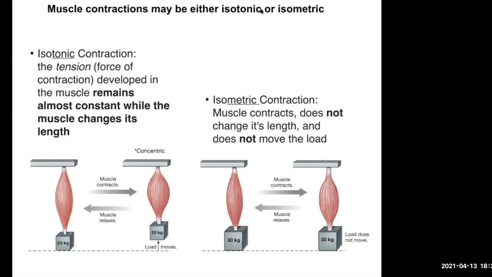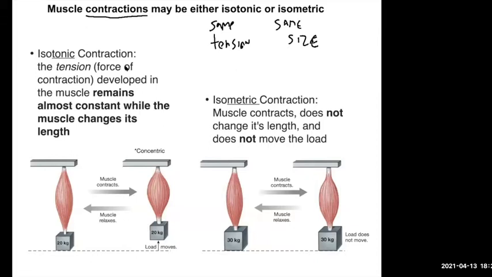What you want to remember about these is tonic means the tension, and iso means same. So same tension. And if iso also means same, what does metric mean? Size. This is the easiest way to think of these two. Isotonic or isometric, in both cases, we're talking about contractions.